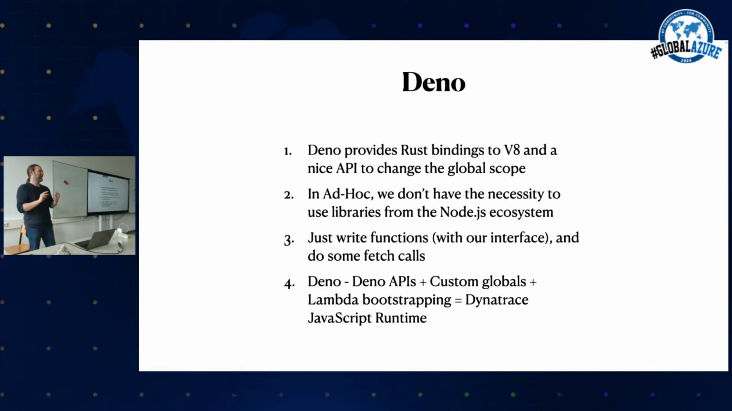And with that, also deployed to Lambda, we were running ad hoc JavaScript code on AWS Lambda with a new invocation with every execution. So basically, our first ad hoc runtime was taking Deno, removing the Deno libs, adding our own custom globals, adding the Lambda bootstrapping, and that's the Dynatrace JavaScript runtime, or the first version.